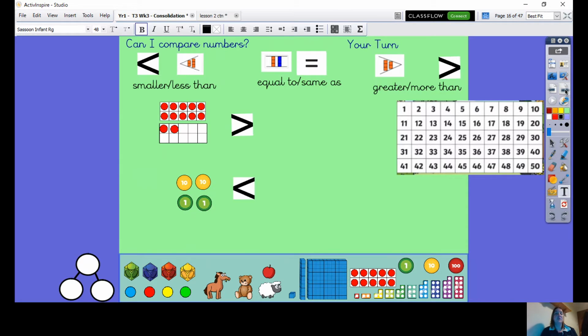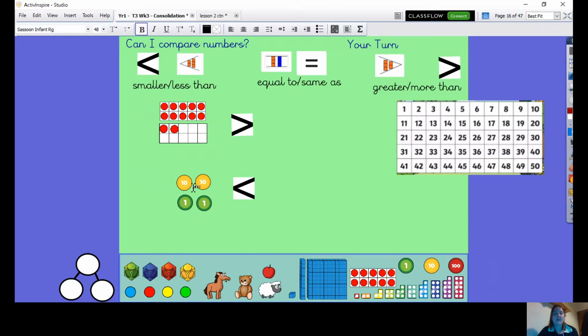Okay, so this now is your turn. First of all, you need to work out what this number is. And whatever this number is, this number is bigger than a number here. So you need to work out what number is smaller than this number that you could put this side.